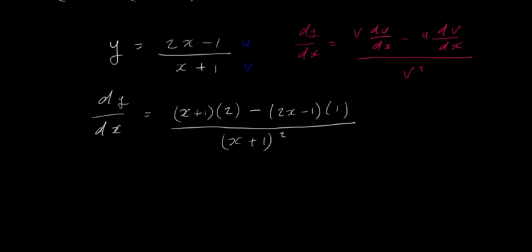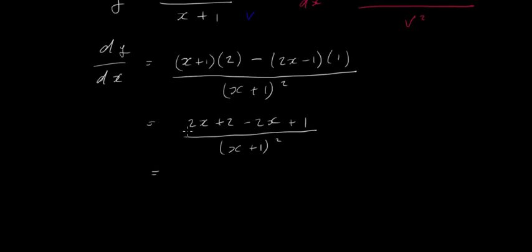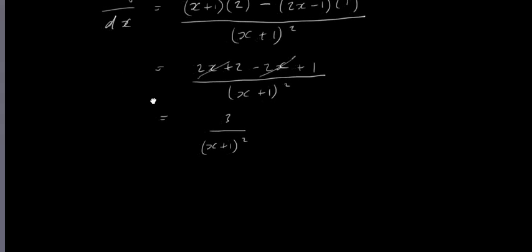Okay, so let's see what happens if I multiply all this out. Here I'll get 2x plus 2. Here I'll get minus 2x plus 1. On the bottom then, I'll end up with x plus 1 all squared. Now I'll just move this up a little bit, and you can see here that 2x minus 2x, they'll just cancel out. I'll get 0, and I end up with 2 plus 1, which is 3 over x plus 1 all squared. So when I differentiate my function, I get 3 divided by x plus 1 all squared.